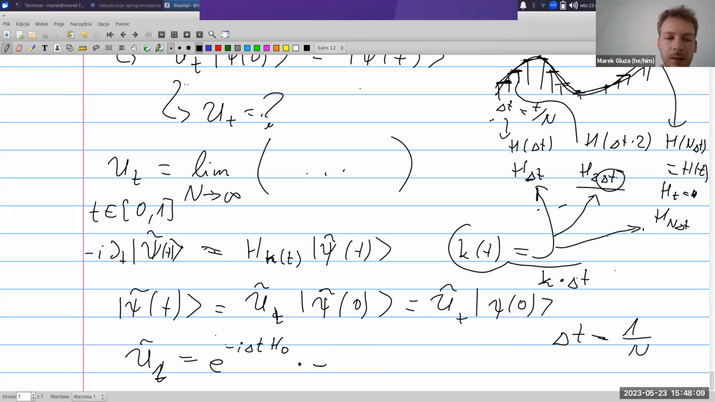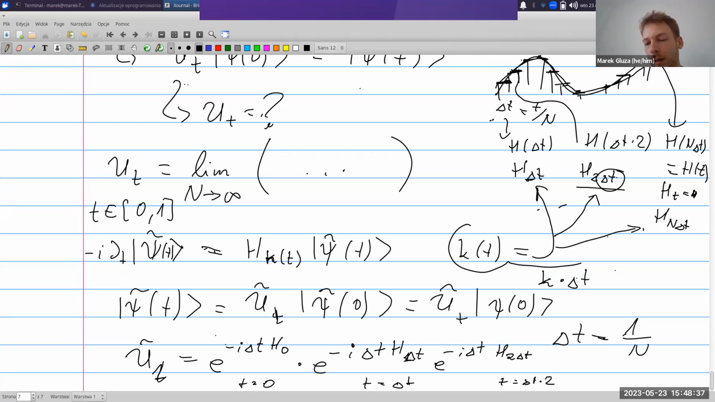Just cleaning up here, okay. E to the minus i delta t, again the same duration, but with a different Hamiltonian, h 1 times delta t. So I will just write delta t, and then e to the minus i delta t, same duration, but a different Hamiltonian, the one evaluated at time delta t times 2. And here you have the time delta t, and here you have the time 0. Okay, and then I can continue this. Delta t, 1 over n, is the total interval size.